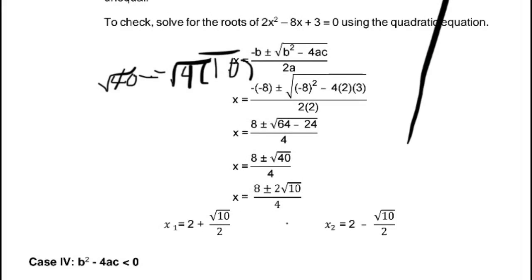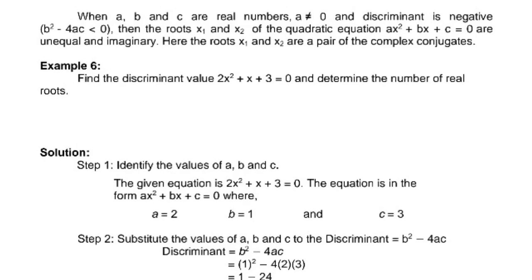Case number 4 is b squared minus 4ac is less than 0. So when a, b, and c are real numbers, a is not equal to 0 and the discriminant is negative, then the roots x sub 1 and x sub 2 of the quadratic equation ax squared plus bx plus c equals 0 are unequal and imaginary. Here, the roots x sub 1 and x sub 2 are a pair of complex conjugates. So, imaginary meaning they are not real numbers.